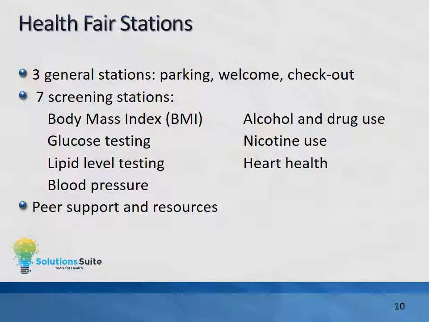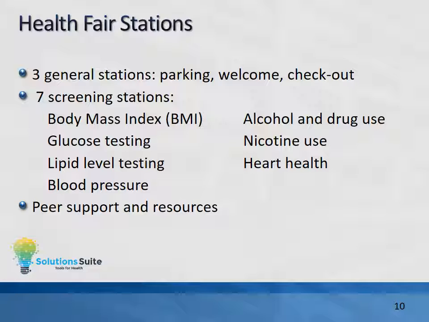Health fairs are usually organized into stations. I'll describe 11 stations that we included in our fairs and provide greater detail about them later in this webinar. Some stations were logistical, such as a check-in or welcoming station and a check-out station. Others were testing stations to measure things such as body mass index, glucose and diabetes, lipids and triglycerides, blood pressure, and heart health. 2 lifestyle stations assessed nicotine use and the use of alcohol and drugs.